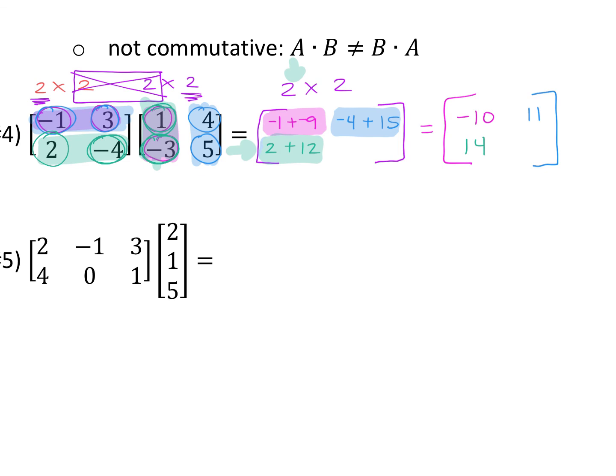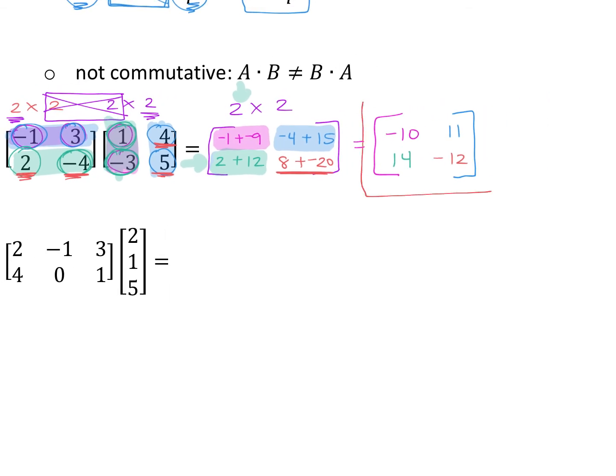Okay, so without doing all the highlights now, what's going to go here? What times what? Yeah, bottom row. So 2 times 4, right? 2 times 4 is 8. Plus what? -20. -4 times 5. -20. So 8 plus a -20 is a -12. And that's your answer. Okay?